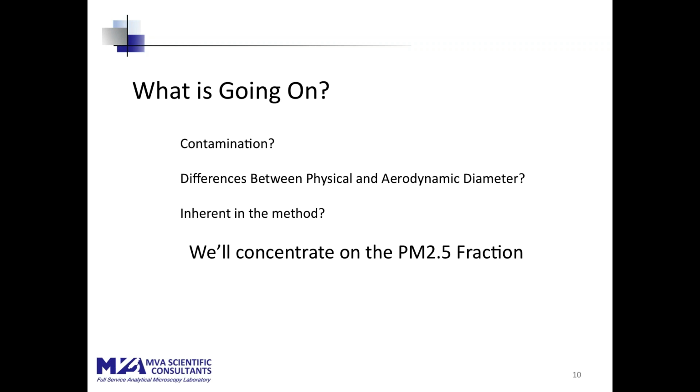Second, it has been a criticism of the SEM method that it actually measures the physical diameter of the particles, and PM2.5 is defined by aerodynamic diameter. So perhaps what we're seeing here is the difference between physical and aerodynamic diameter. And if it's possible, we can check to see if the differences between physical and aerodynamic diameter explain what we're seeing in the 2.5 micron fraction. The third possibility is that what we're seeing, this large contribution from particles larger than 2.5 microns, is inherent in method 201A. So let's look at these in turn.